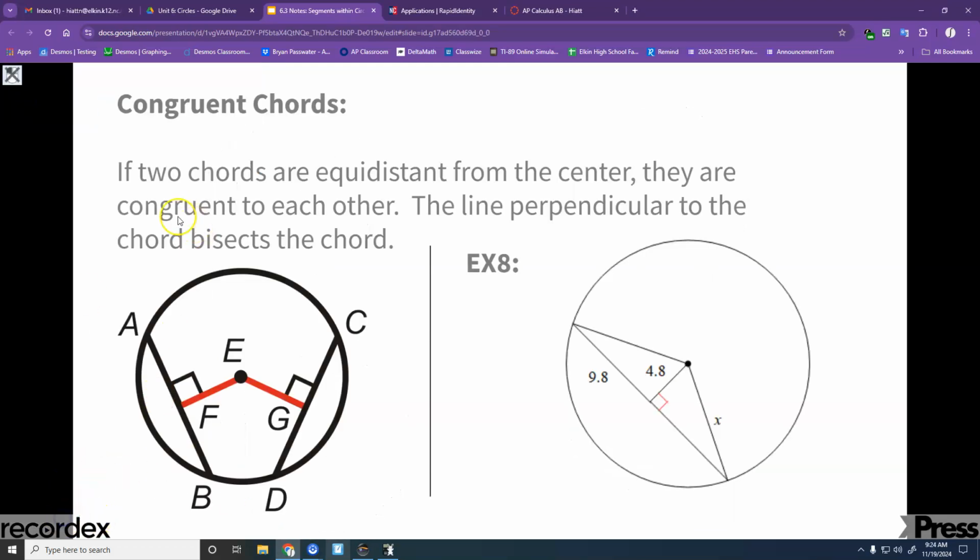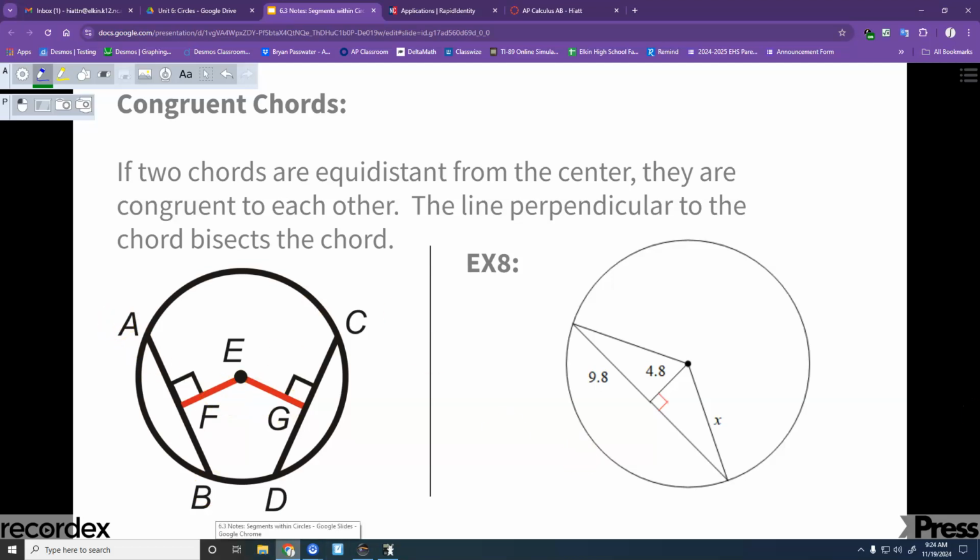So if we go on, there's just a couple more things that we need to know about. Congruent chords. If 2 chords are equidistant from the center, they are congruent to each other. The line perpendicular to the chord bisects the chord. So, if you have 2 chords here that are the same distance away, they're also congruent to each other.